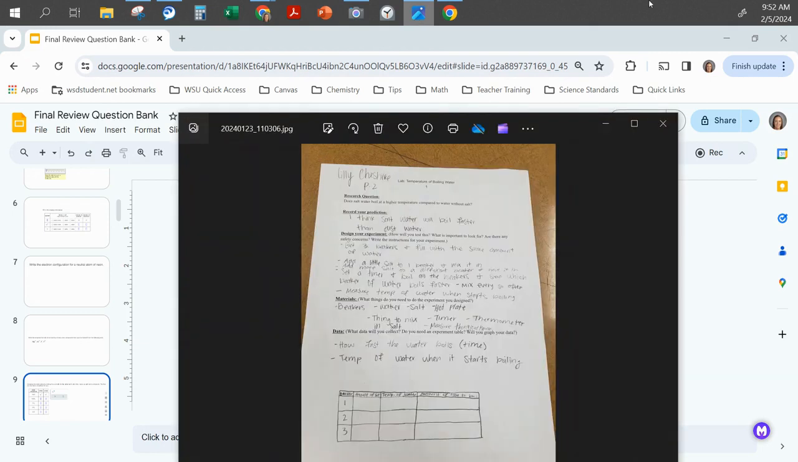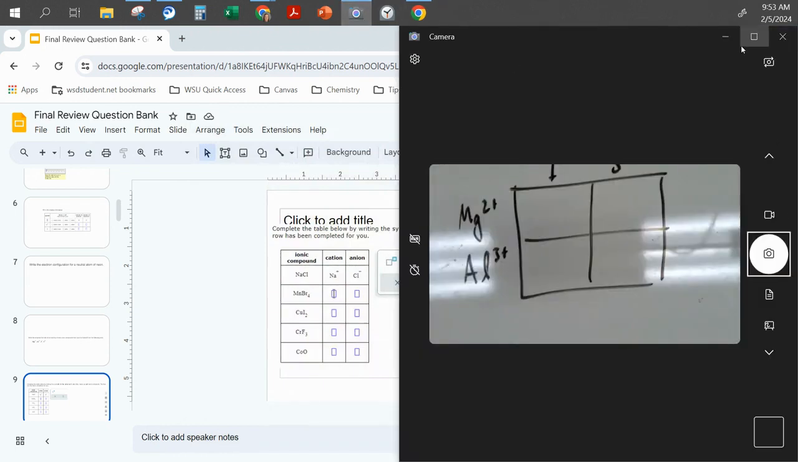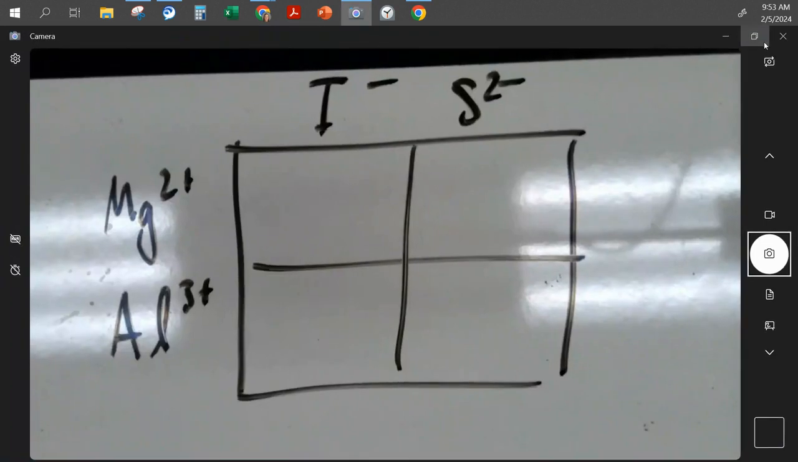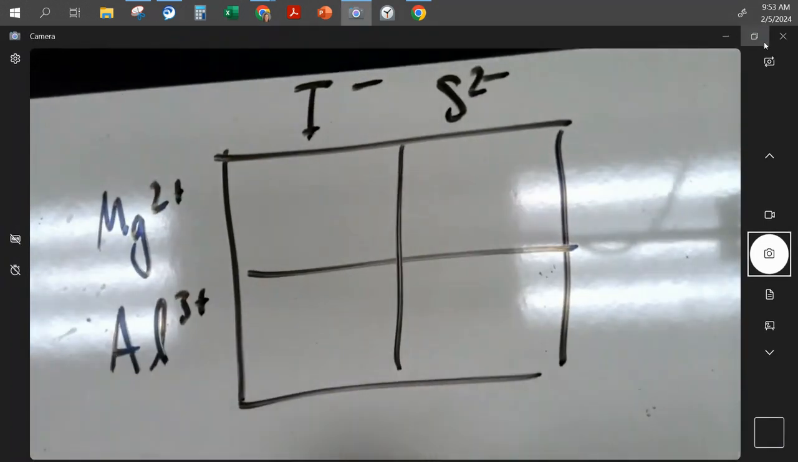So, there we go. Oh, what is going on? That's not what I'm looking for. There we go. Okay, so here's my table.